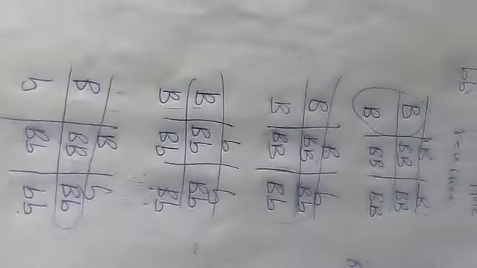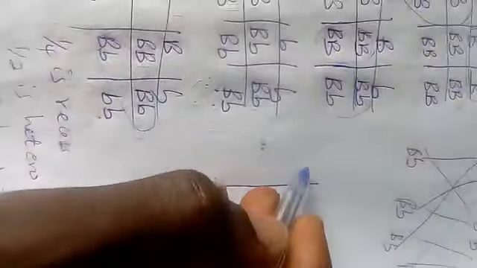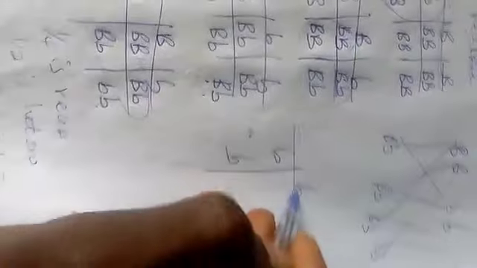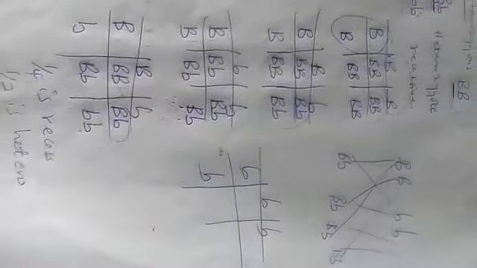Okay, so we also have heterozygous recessive and homozygous recessive, small b small b. Even without crossing, you can see that all the offspring are going to be recessive. Okay, so that is the explanation for the crossing.